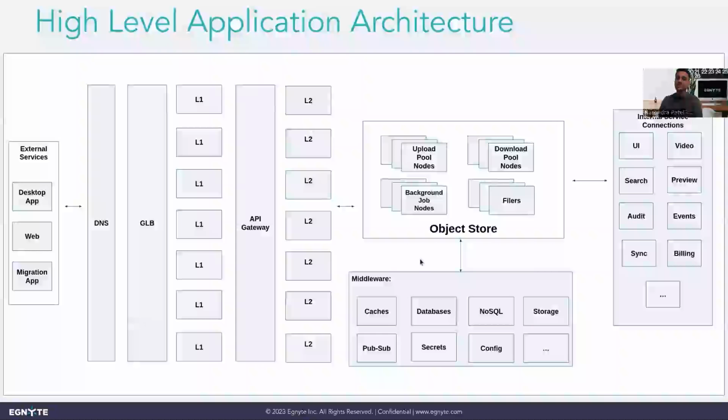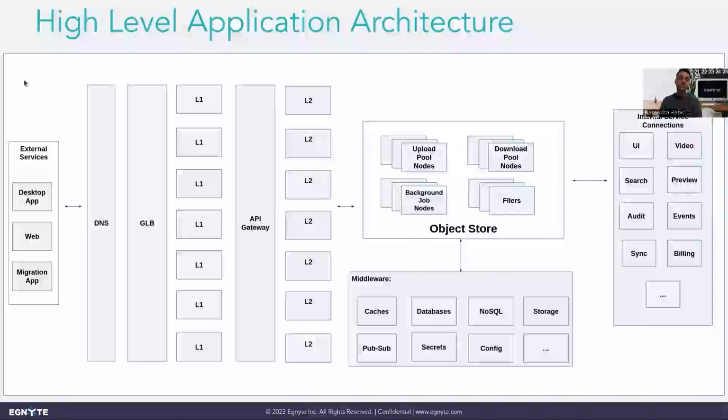This object store interacts with a lot of middleware. We make very heavy use of caches and databases, both RDBMS and NoSQL. We also interact with a lot of cloud storage solutions like AWS, Azure, GCP, Alibaba, and others. We also make heavy use of PubSub queues to process a lot of asynchronous tasks, secret managers, config management solutions, and so on. Also, there are a lot of internal services that connect to the object store, like video services, preview services, audit, billing, and so on.